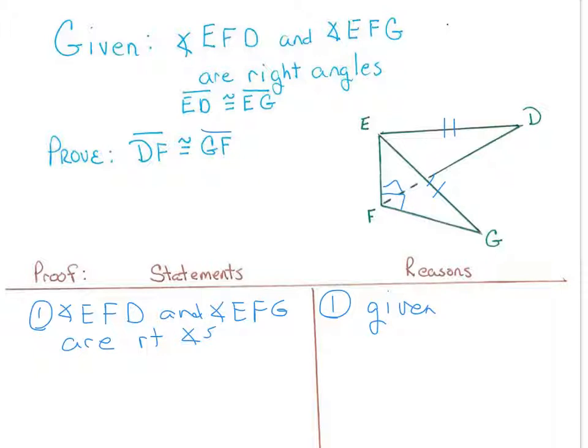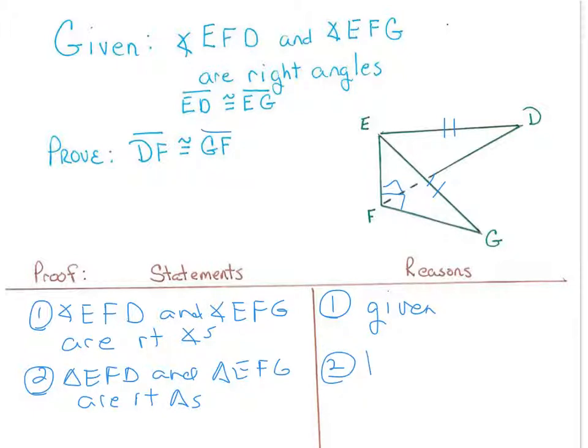Now we have right angles. If I look at those triangles, what kind of triangles are those? They're right triangles. If those are right angles, then triangle EFD and triangle EFG are right triangles. And that's just the definition of right triangles.